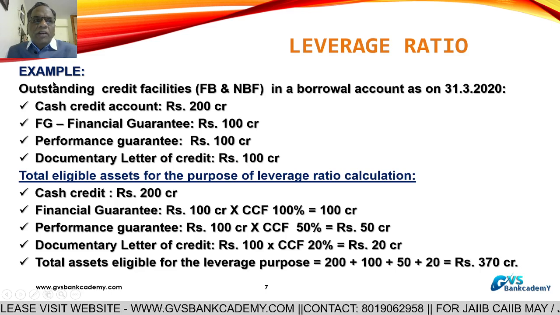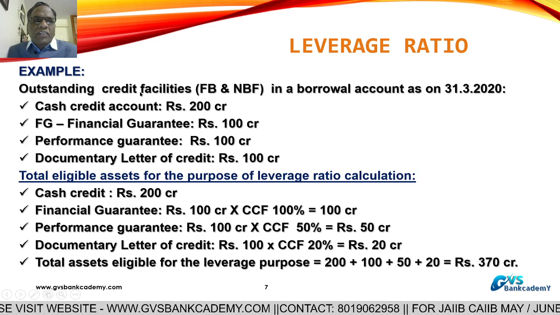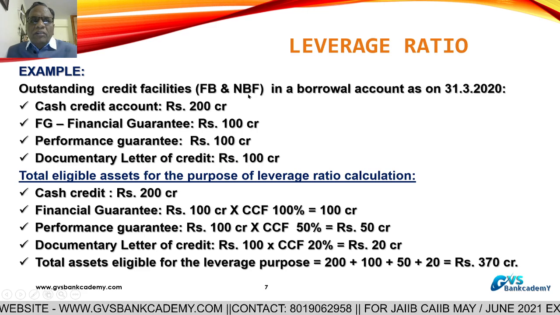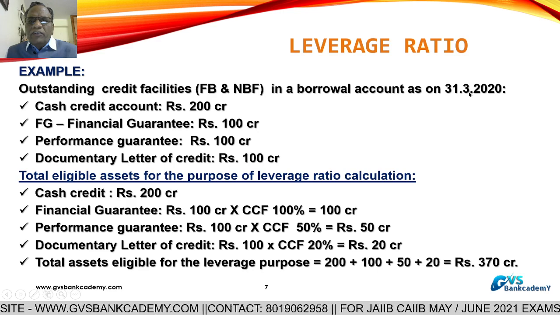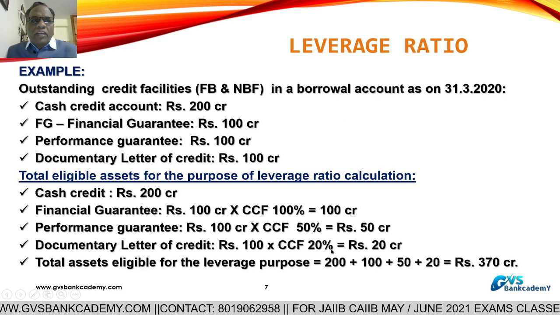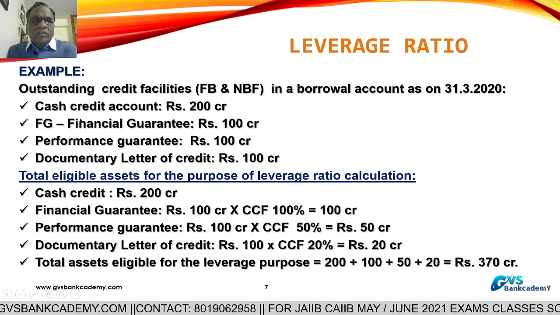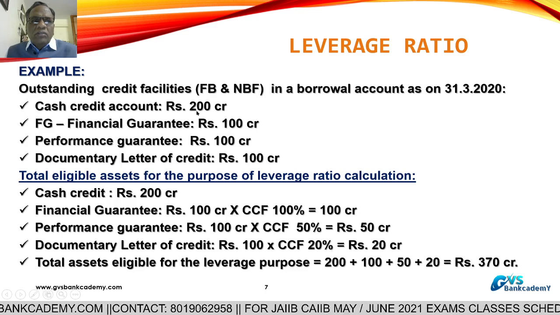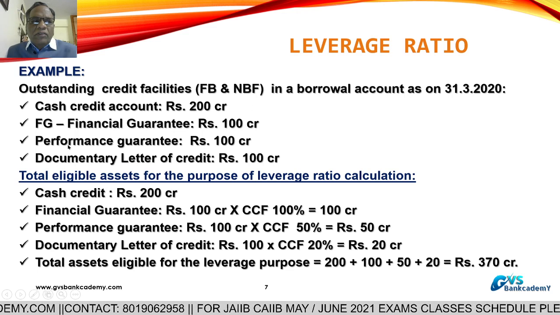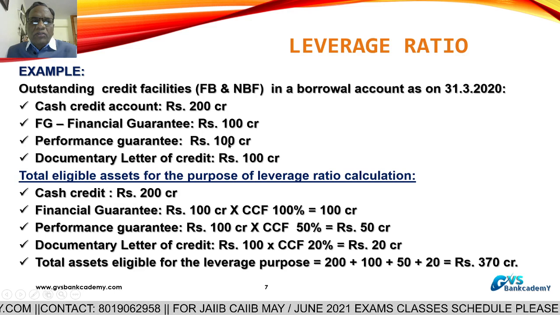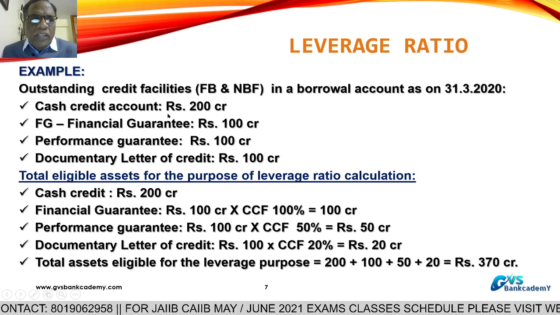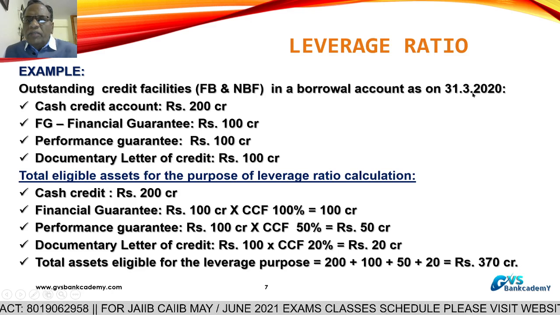For example, one small example: outstanding credit facilities in a borrowing account, fund based and non-fund based, as on 31st March 2020. How are we going to take them into the exposure measure that we are discussing? Cash credit account 200 crores outstanding, financial guarantee 100 crores, performance guarantee also 100 crores, documentary letter of credit 100 crores. In a borrowing account, these are the outstanding portions as on 31st March 2020.